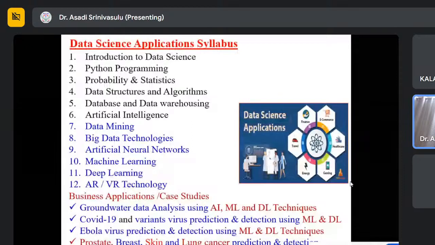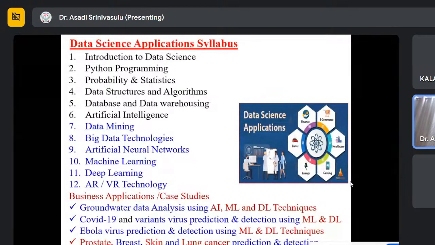Then augmented reality and virtual reality. Nowadays this is the latest trend, the latest technology in the field of audio and video applications. In order to perform this, we are using AR and VR technology. So these are the 12 topics I am going to demonstrate, and business applications and case studies.